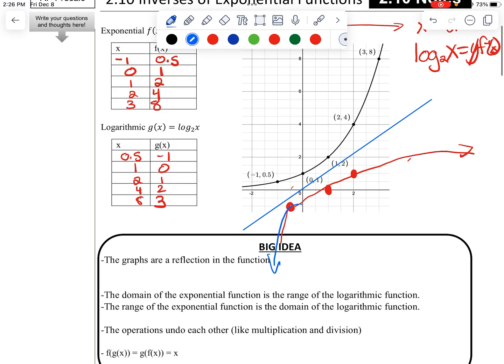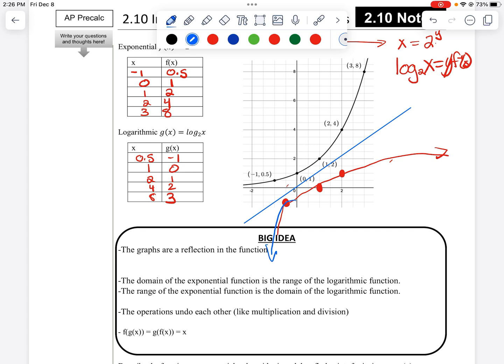So, a couple big ideas. The graphs are reflections over the line y equals x. They're inverses of each other. You noticed an exponential had an asymptote of y equals 0; the asymptote for the log is x equals 0.